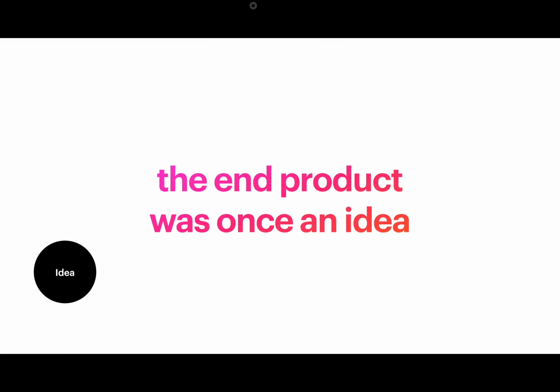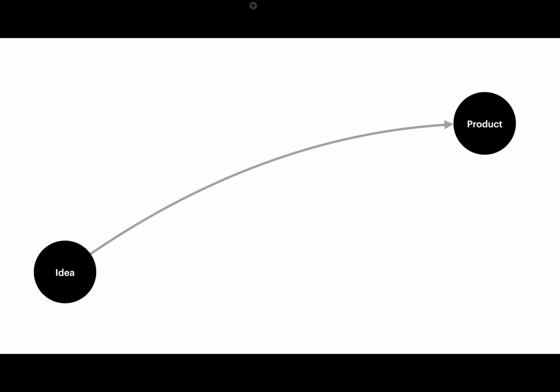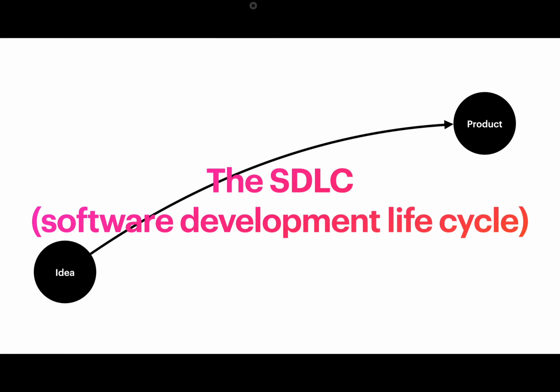But of course, at some point, all of this was just an idea in somebody's head. The end product was once an idea. So how do you get from that idea to a functional product that can support a business? Whether you're a tech product company or a non-tech company that's building tech products for the first time, how do you go from A to Z? This video is all about that process, and it's called the Software Development Lifecycle.